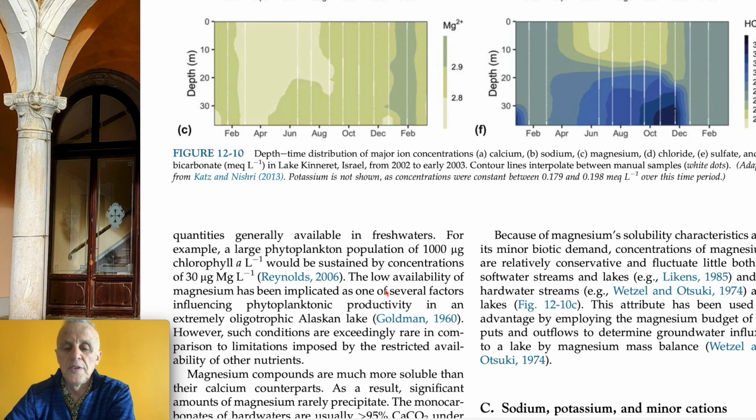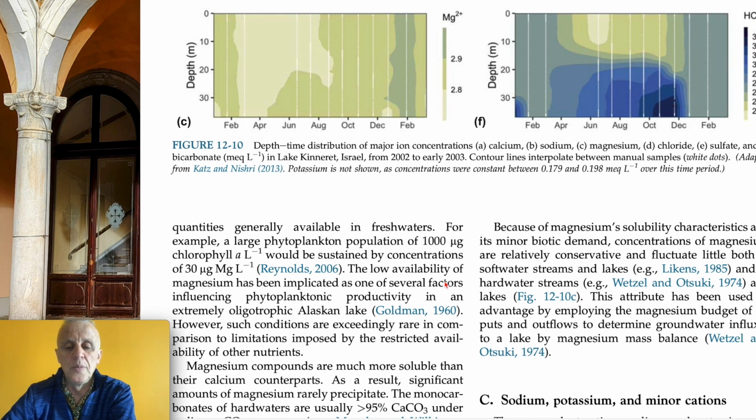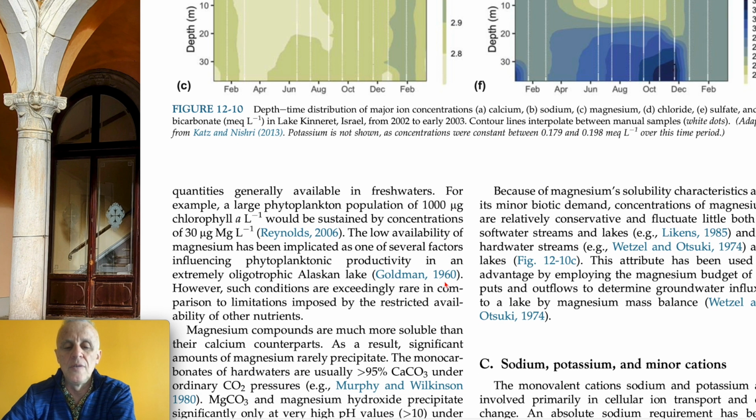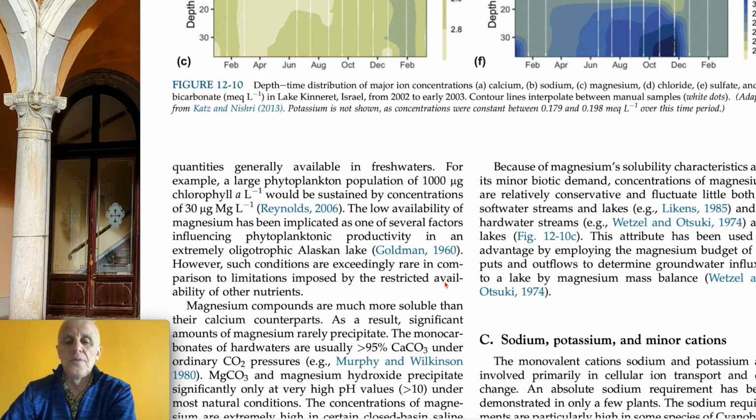For example, a large phytoplankton population of 1,000 micrograms of chlorophyll a per liter would be sustained by a concentration of 30 micrograms per liter. The low availability of magnesium has been implicated as one of several factors influencing phytoplanktonic productivity in an extremely oligotrophic Alaskan lake. However, such conditions are exceedingly rare in comparison to limitation imposed by the restricted availability of other nutrients.